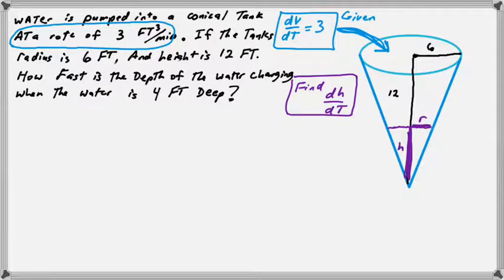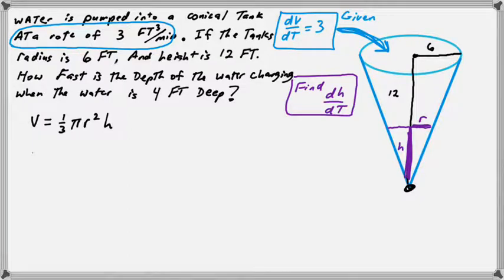So it's a cone. They give us a change in volume. They give us a height. So maybe I should write the volume for a cone. The volume of a cone, if you remember your geometry, for anything that comes to a point, is 1/3 the area of the base times the height. The area of the base is a circle, so it's pi r squared times the height.